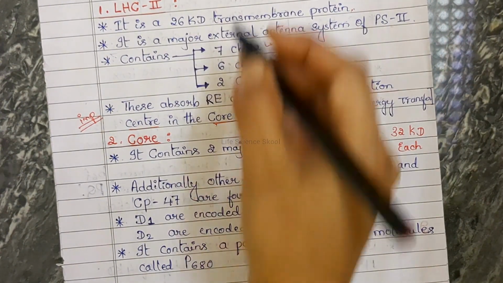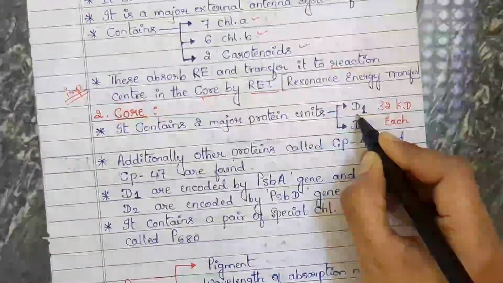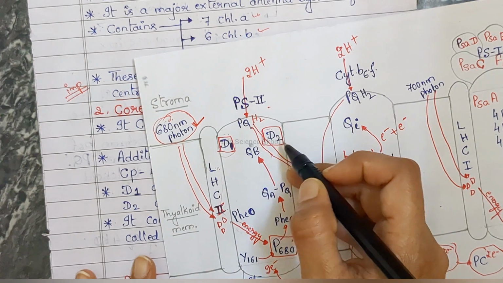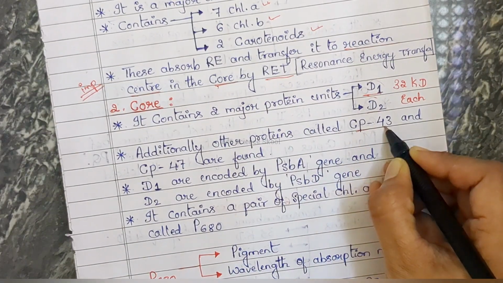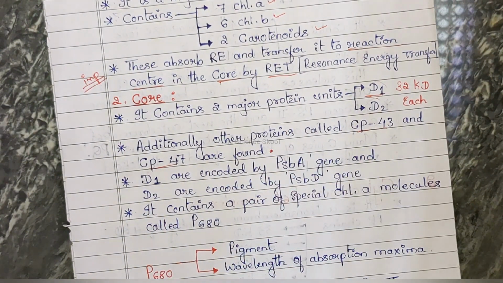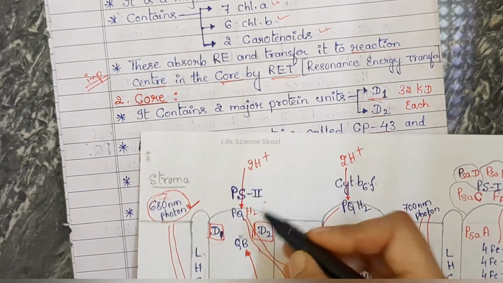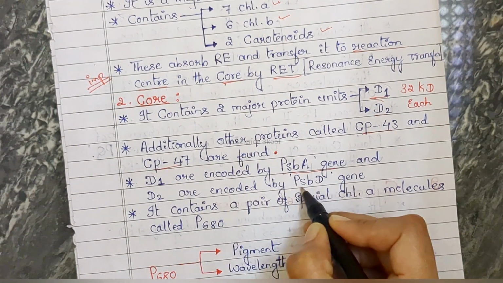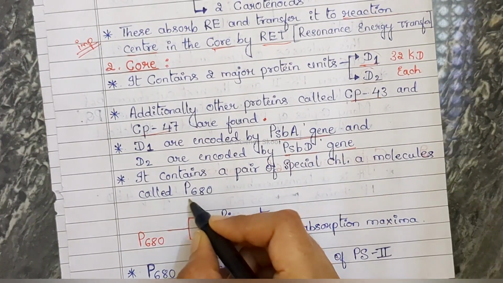Moving on to the second one, the core. Let's look at what this core is. The core contains two major protein units, D1 and D2, which are 32 kilodalton each. Additionally, other proteins called CP43 and CP47 are also found. D1 is encoded by the psbA gene, and D2 is encoded by the psbD gene. This is important. And it contains a pair of special chlorophyll a molecules called P680.